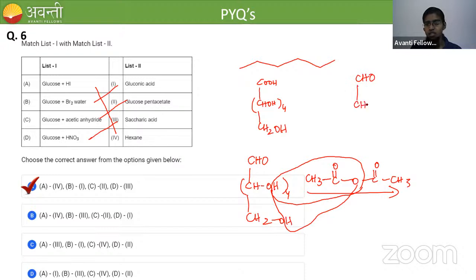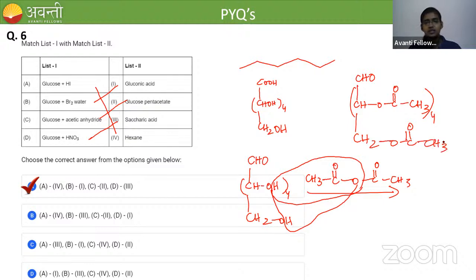So basically, what is the structure of glucose pentaacetate? It is CHO, then CH-O-C double bond O-CH3, 4 times, and CH2-O-CO-CH3. So 5 acetate groups are there. This is glucose pentaacetate. And for saccharic acid, both the primary alcohol and the aldehyde get oxidized. That is COOH, CHOH 4 times, and COOH. So this is your saccharic acid.